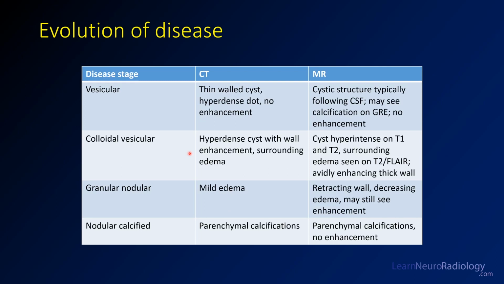So here are the stages of the disease. You have the vesicular stage, which is a thin-walled cyst, a little dot, and with not much enhancement. As it becomes the colloidal vesicular, you'll develop some wall enhancement and surrounding edema. And then as they become granular nodular, then it's evolving and resolving. So the edema tends to go away and the wall is retracting. And finally, the chronic nodules are simply small nodular calcifications, often at the gray-white junction.